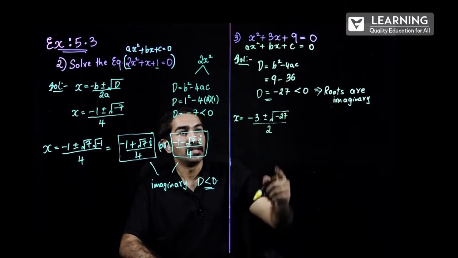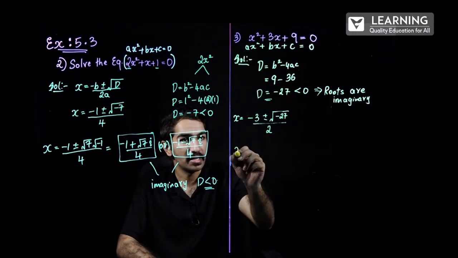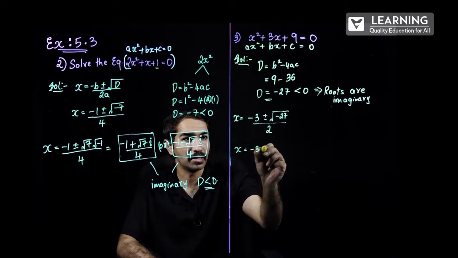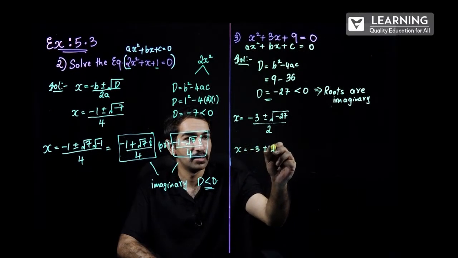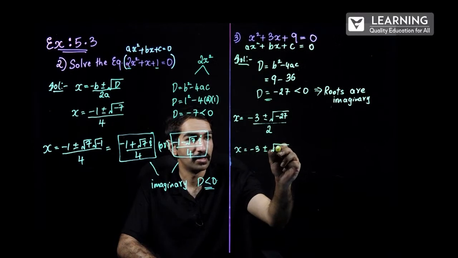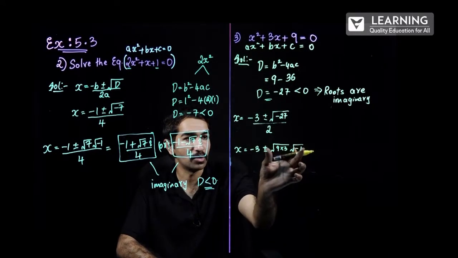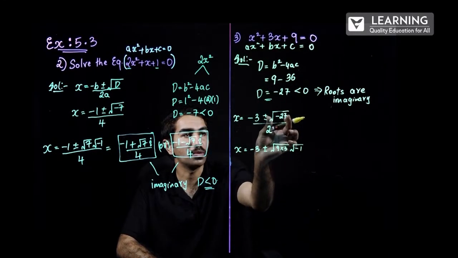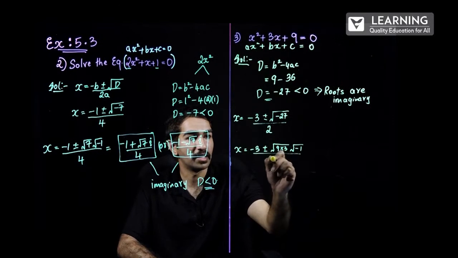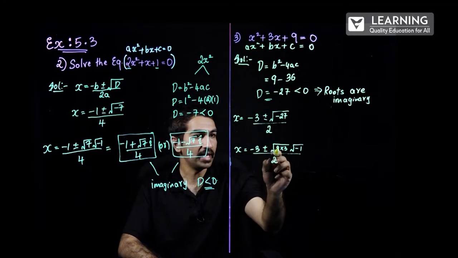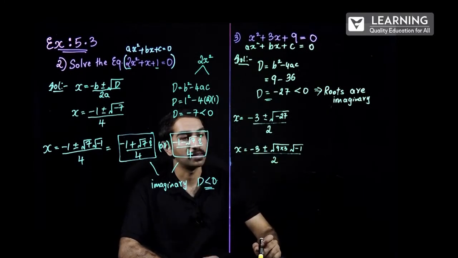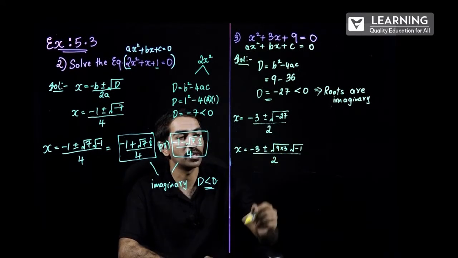Now this minus 27 can be further written as x equals minus 3 plus or minus root of 9 into 3, that is 27, into root of minus 1. So this whole thing is nothing but minus 3 plus or minus root 27, the whole divided by 2. 9 will go outside the root, it will become 3, correct? Because root of 9 is equal to 3.